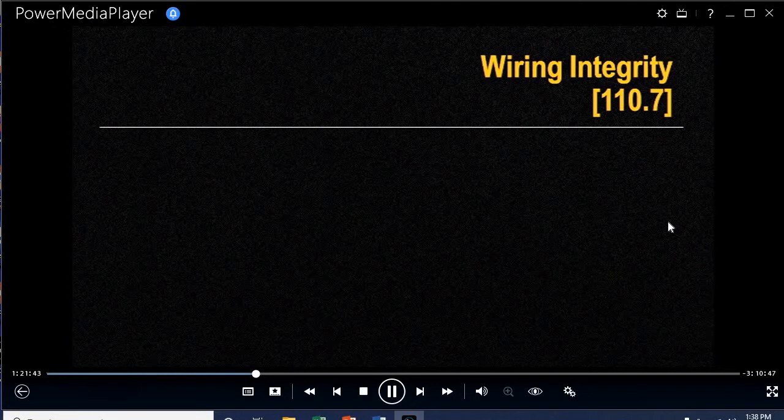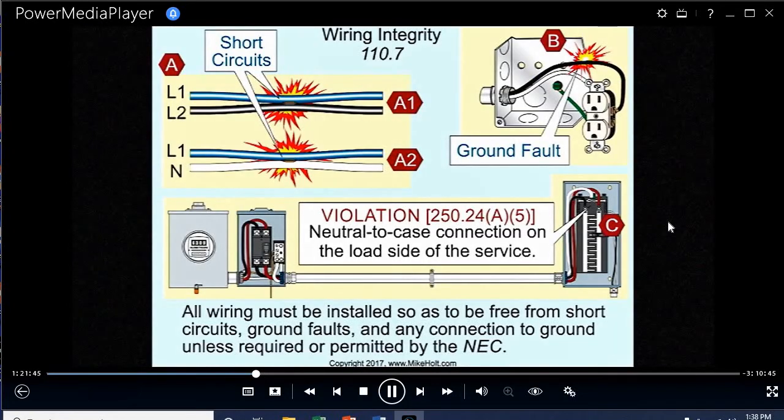Section 110.7, wire integrity. I didn't really want to cover this slide and graphic. Here's my ground fault. And, okay, that would be a ground fault. Well, let's read the definition. All wiring must be installed so as to be free from short circuits. Okay, here's my short circuits.